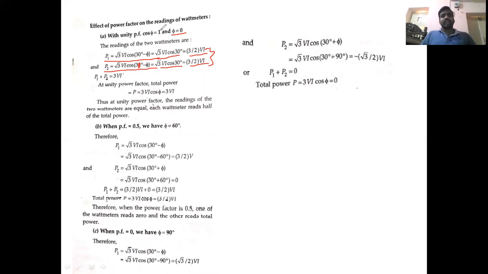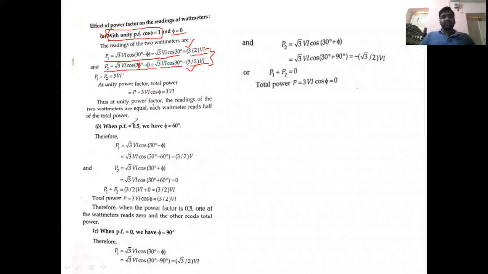So at unity power factor, cos phi is equal to 1, the readings of the two wattmeters should be equal. The reading of wattmeter 1 will be equal to the reading of wattmeter 2. Each wattmeter reads half of the total power. That's why the two wattmeters read the same amount of power. So that is the first condition, when the power factor is 1, that is unity power factor, and the angle is 0.